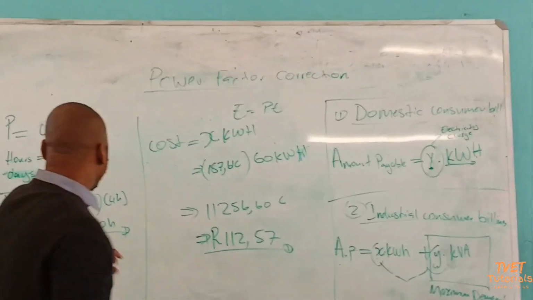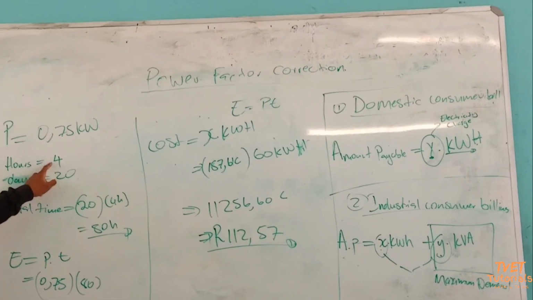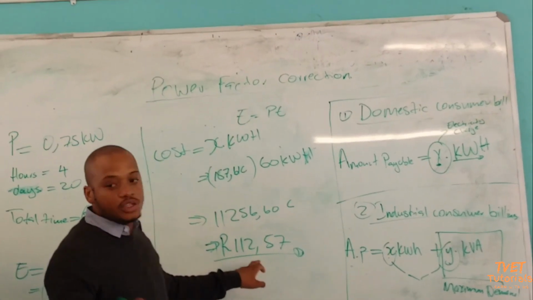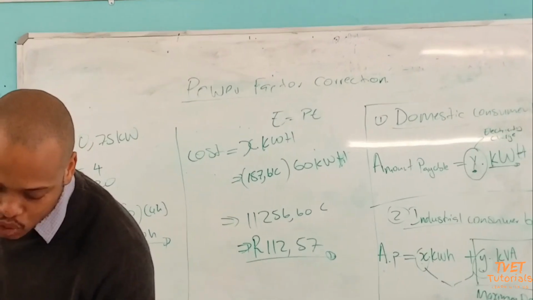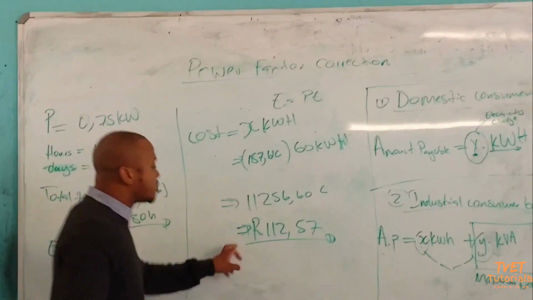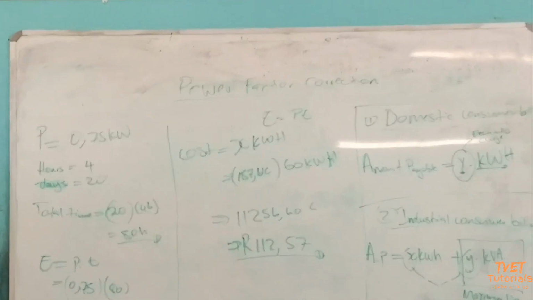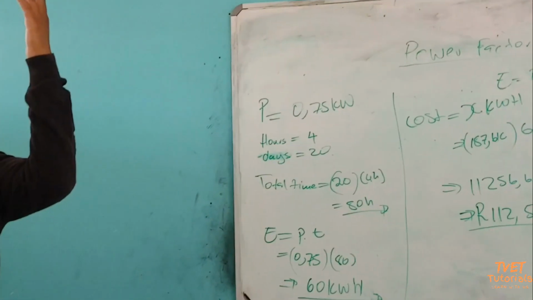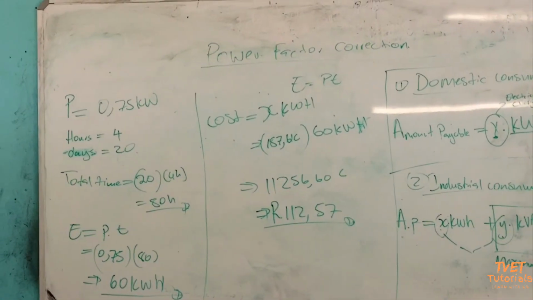If you were to operate this pump for 20 days and keep the pump on for 4 hours a month, it will cost you, for 2019 to 2020, 112 rand 57 cents. This is just one pump. You can imagine if you are running multiple things like your lights at home, your fans and your stove, I'm sure it grows a lot, right? So that is how you calculate it.